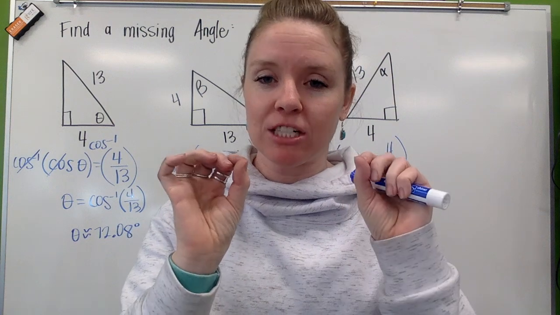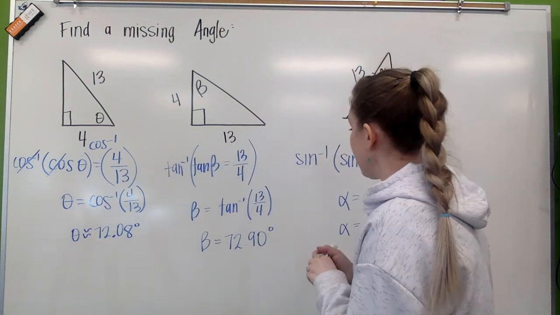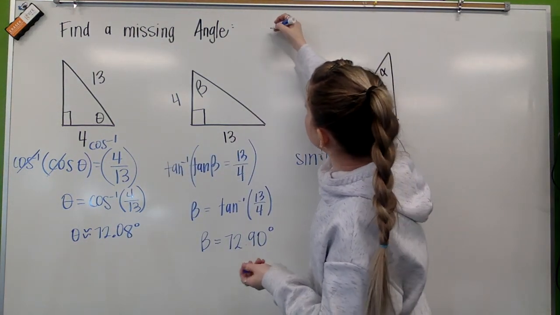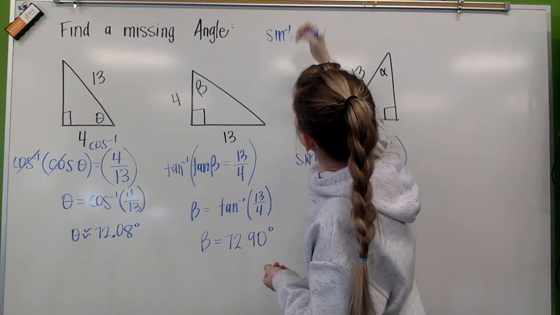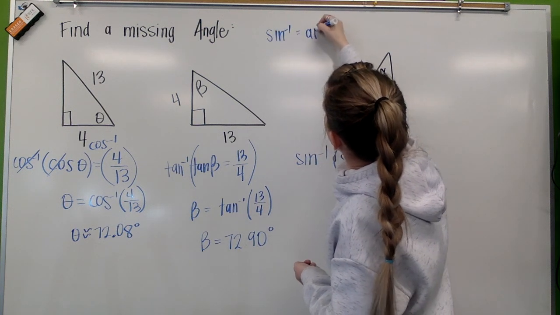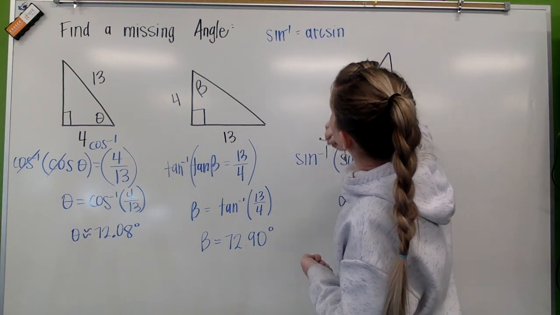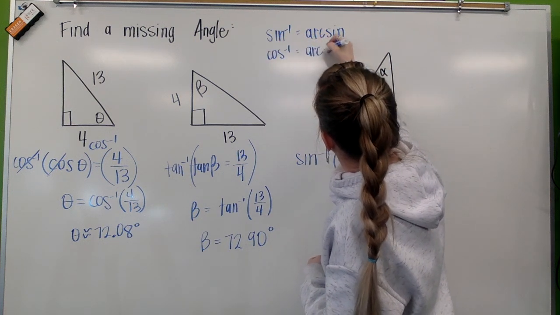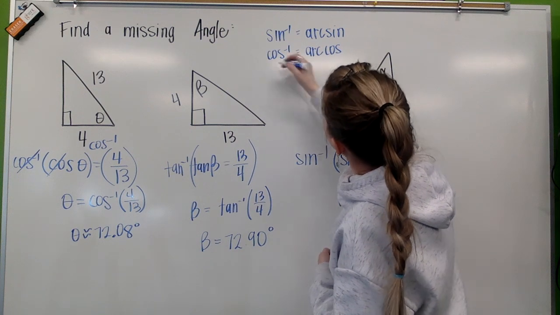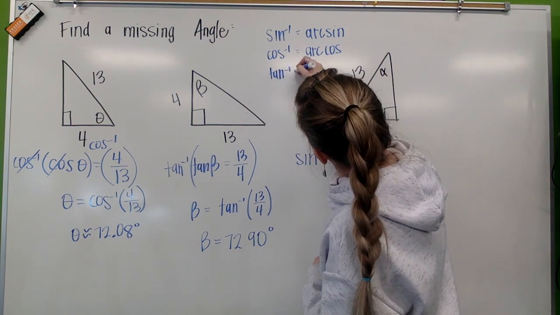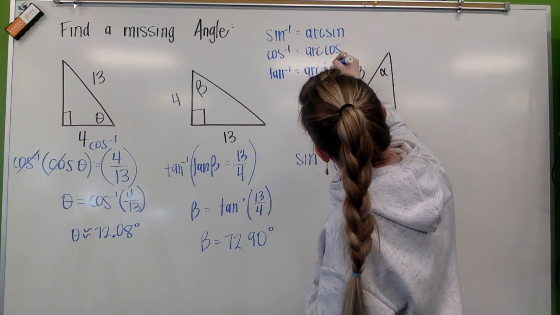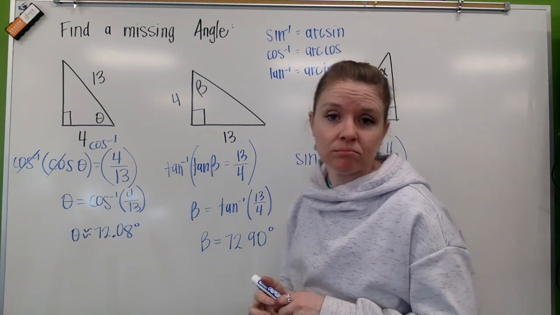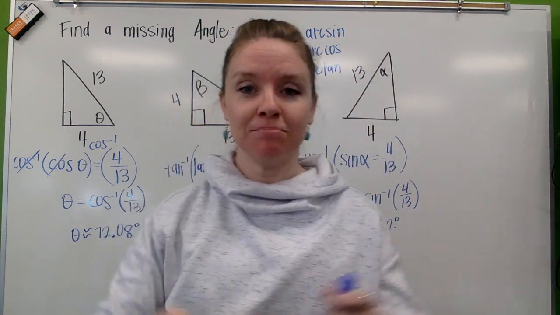Little side note, I'll actually add this on before I leave. Our trig inverses, so sine inverse, can also be written as arc sine. Cosine inverse can also be written as arc cosine. And tangent inverse can be written as arc tangent. Okay, awesome. Good luck.